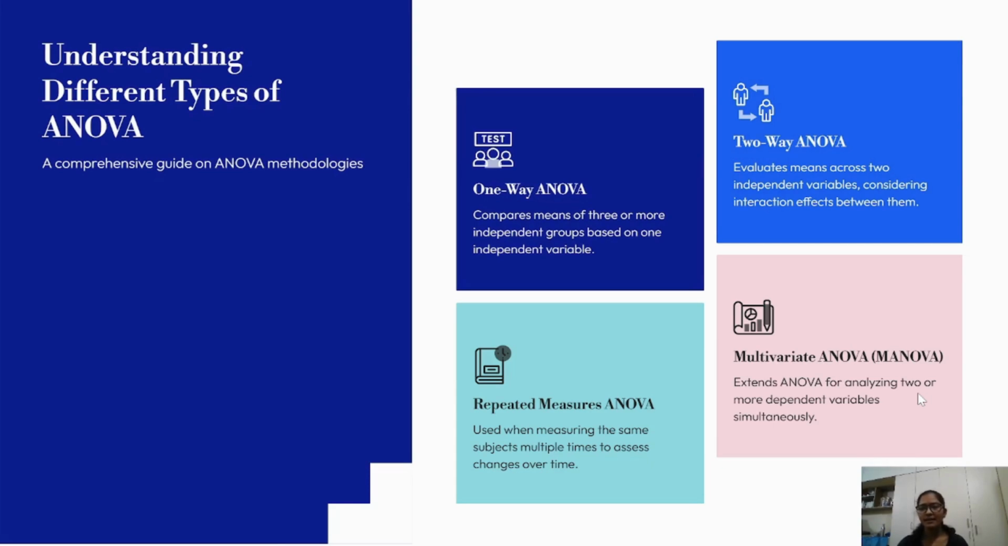Two-way ANOVA evaluates means across two independent variables, considering interaction effects between them. Repeated measures ANOVA is used when measuring the same subjects multiple times to assess changes over time. MANOVA extends ANOVA for analyzing two or more dependent variables simultaneously.